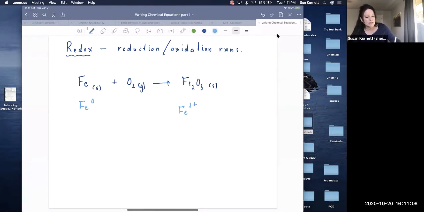How did it do that? It lost 3 electrons. Lose electrons is to oxidize. Where did those electrons go? They went to the oxygen. So oxygen gained electrons to form oxide.